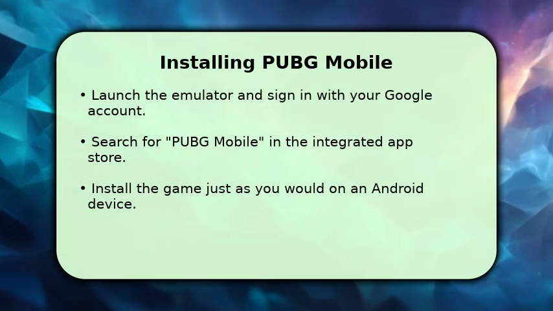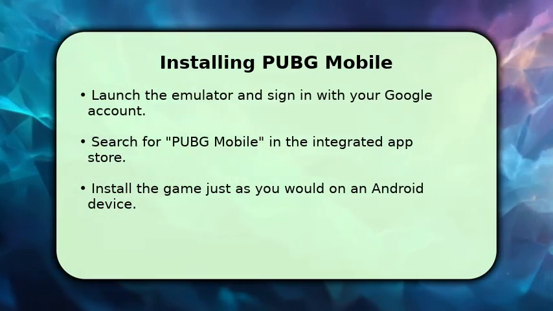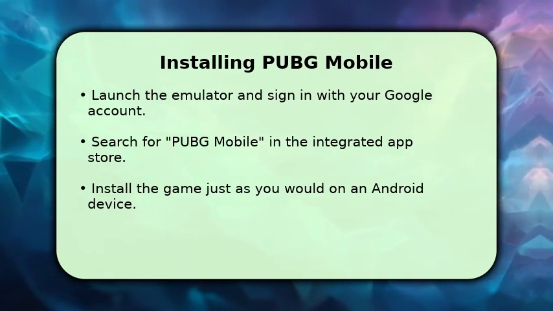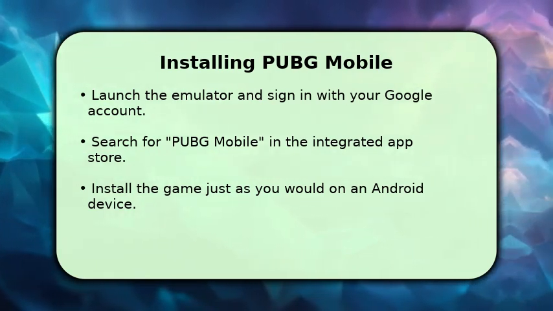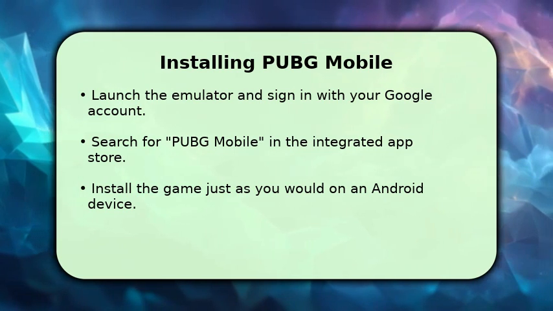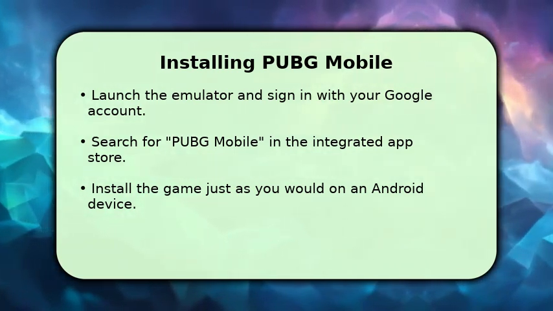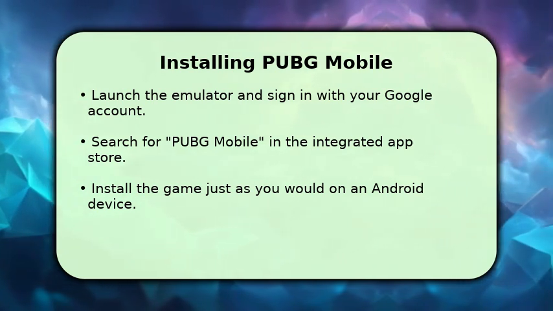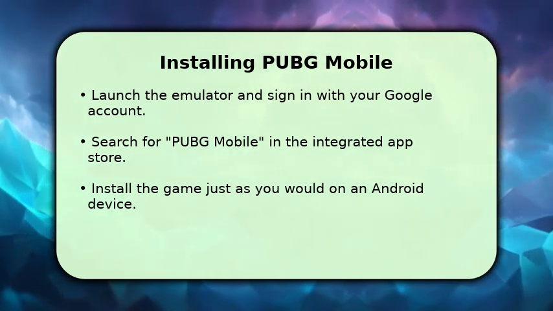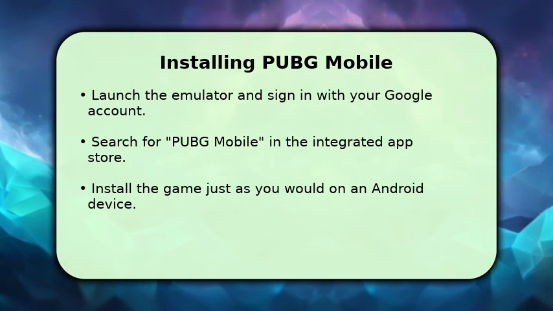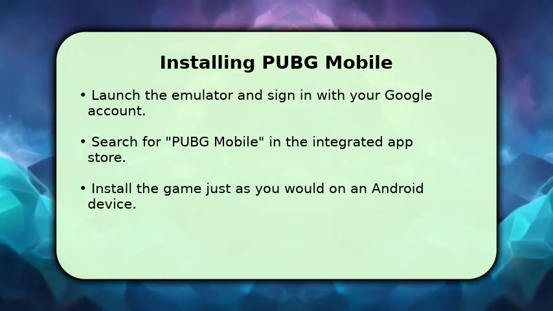Once your emulator is installed, launch it and complete the initial setup, which usually involves signing in with your Google account. This step is essential as it grants you access to the virtual Google Play Store. From there, simply use the search bar to find PUBG Mobile and click Install. The game will download and install within the emulator, just like on a smartphone.